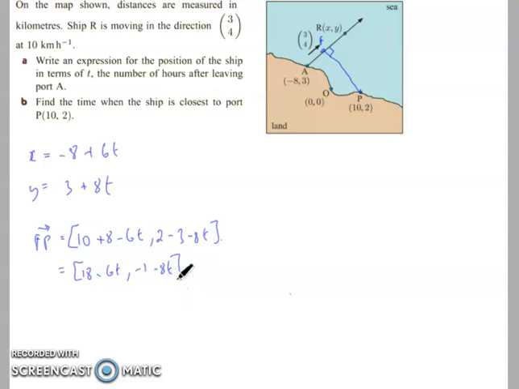Once again, our dot product of this vector and the direction vector has to equal 0. Using 3, 4 gives us smaller numbers, easier to work with. So I know that 18 minus 6t, minus 1 take 8t, the dot product with the vector 3, 4 must give 0. Solve that equation and we'll get our t value, and that will give us the time when the ship is closest.